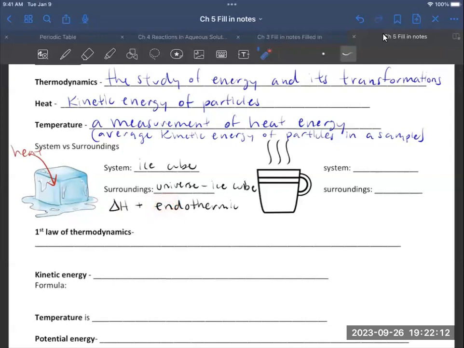Okay. Meanwhile, take a look over here. We have a cup of coffee that is cooling on a table. Okay, so we've got some steam escaping our cup of coffee. So in this case, we're looking at the coffee cup, or the coffee itself, I guess we should say. And then the surroundings would be everything except for the coffee. So the universe minus the coffee.